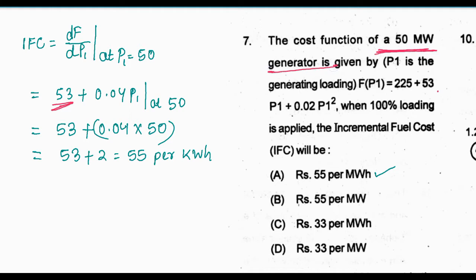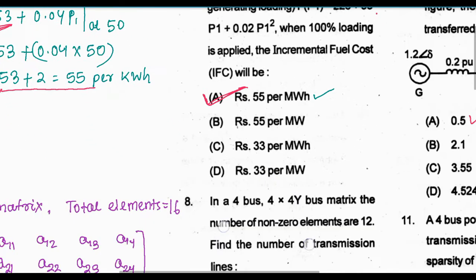So if we put 50 value at p1, what we will get is 53 plus 2, which is equal to 55 megawatt hour, not megawatt. So here the answer is A.